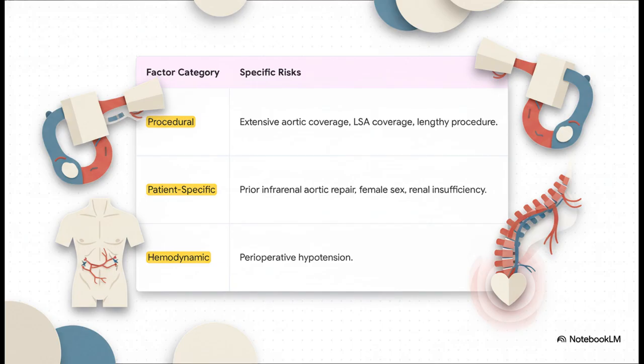So who are the patients we need to be extra worried about? This table spells it out. Procedurally, it's pretty straightforward. The more aorta you cover, the higher the risk. Covering the left subclavian or the hypogastric arteries is also bad because you're taking out key collateral pathways. From the patient's side, if they've already had a previous aortic repair, that means some of their collateral network is already gone, making them more fragile. And then there's the one we control, hemodynamics. Any period of significant hypotension is a major, major hit against the spinal cord. Our vigilance here is everything.